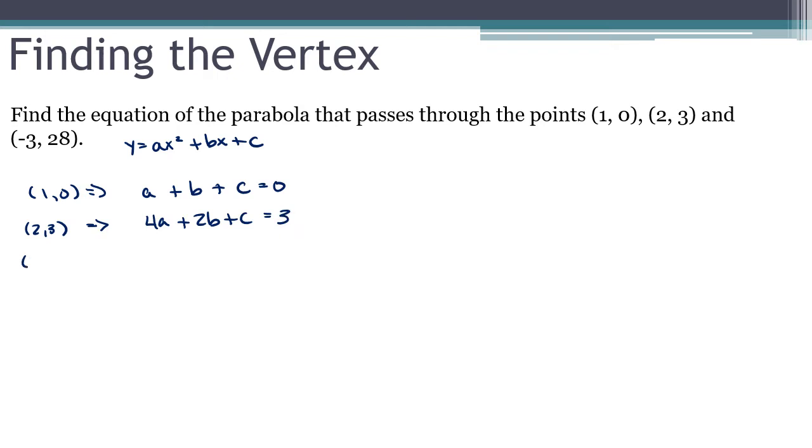And then I'm going to do it with the last point, negative 3, 28. Now, so let's see, if I put negative 3 in for x, this is negative 3 squared. That's 9a minus 3b plus c equals 28. Now, look at what I have here.